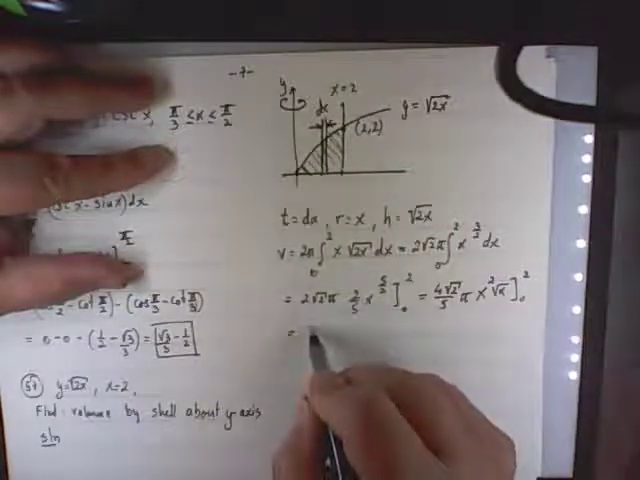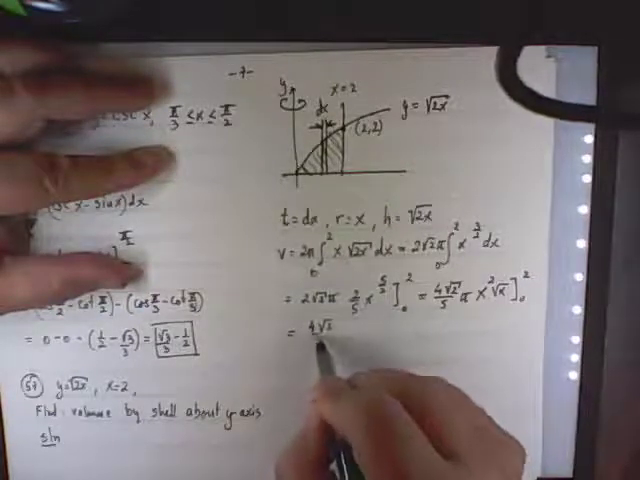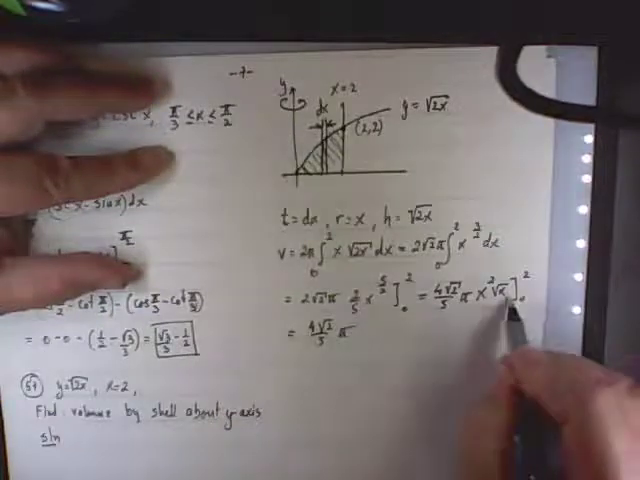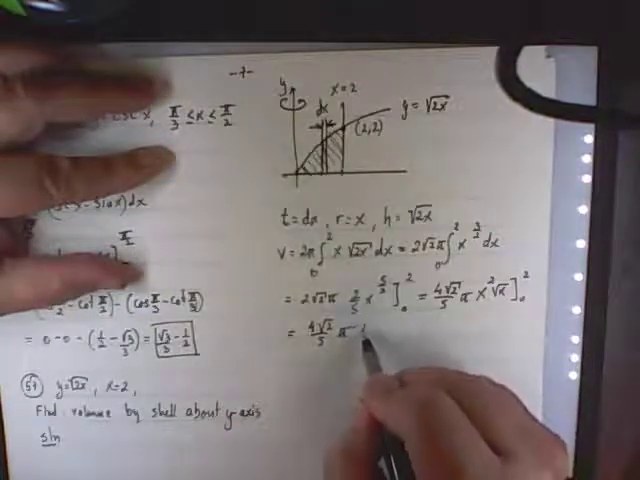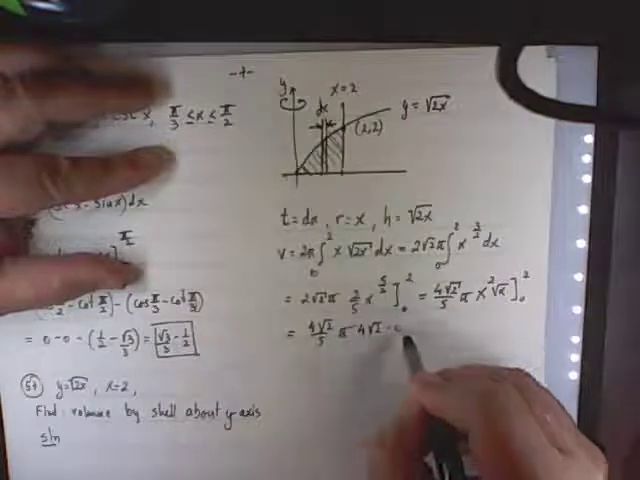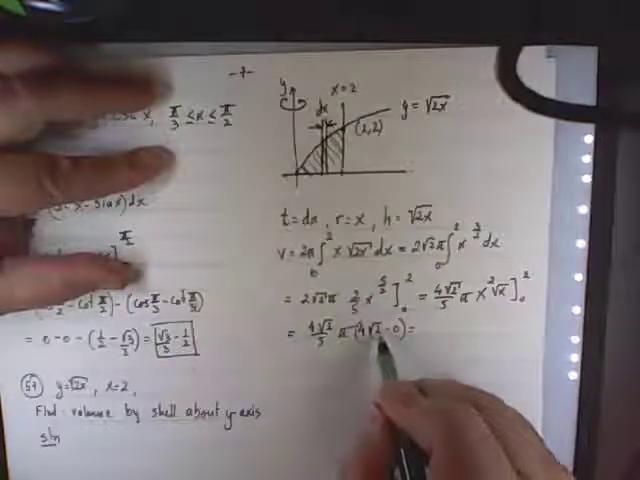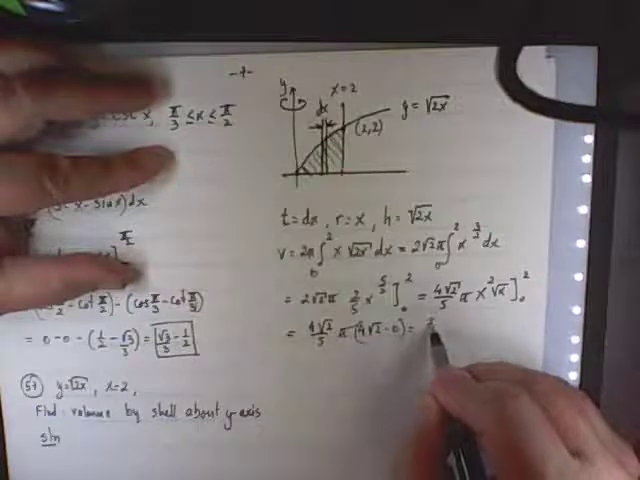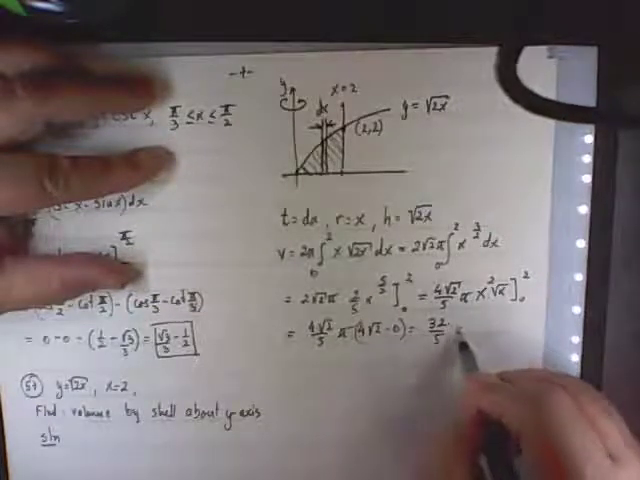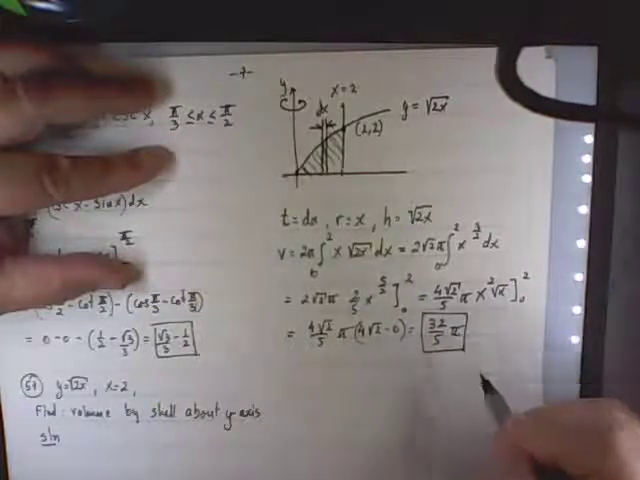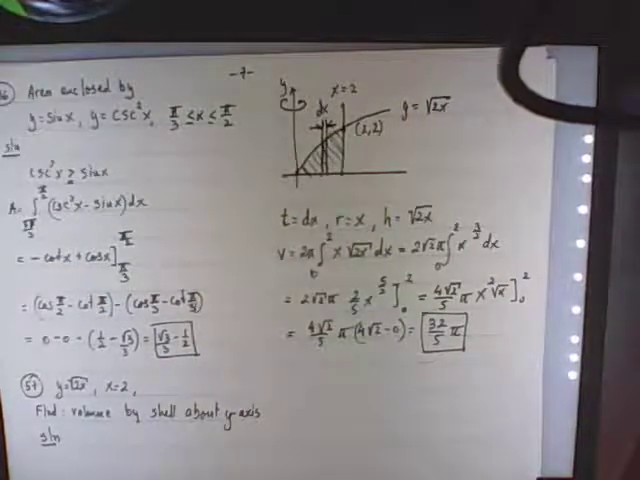So we have 4 square root of 2 over 5 pi, and here we have 4 square root of 2 minus 0. So we end up having 4 times 4, 16 times 2, 32 over 5 pi. Is this the answer in the back? Yeah. How do you cancel out the square root of 2? Square root of 2 times square root of 2 is 2.